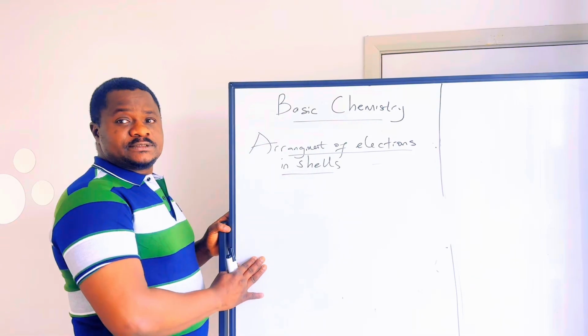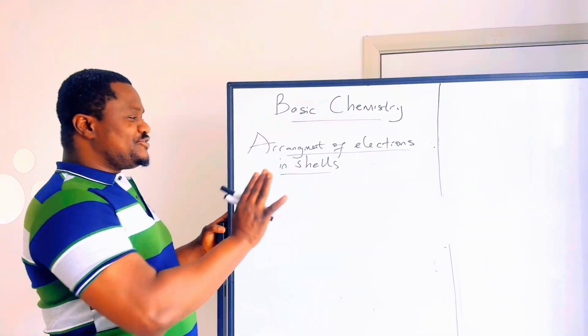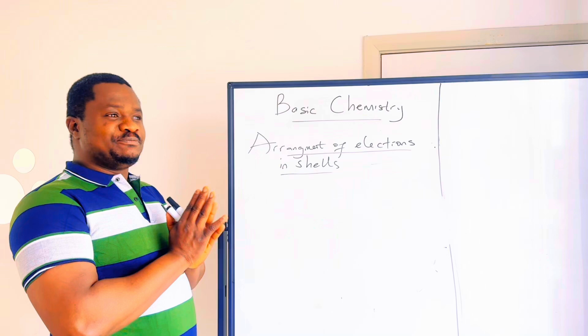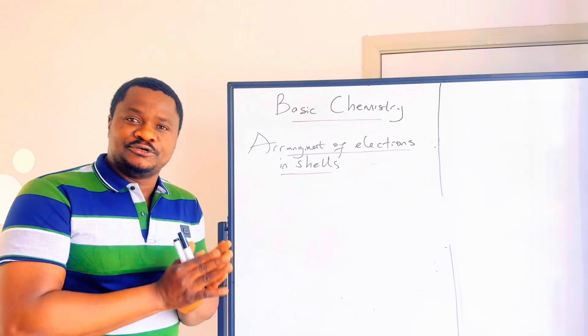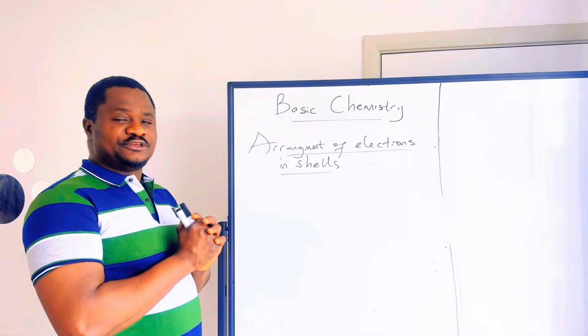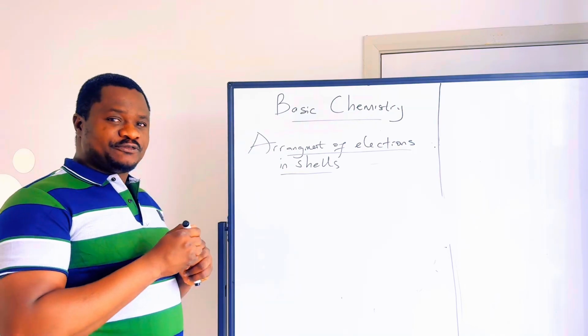Welcome back to class. Today we are going to look at the arrangement of electrons in shells. Last time we used the KLM configuration to fill electrons in shells. Now let me take a recap from the last class.